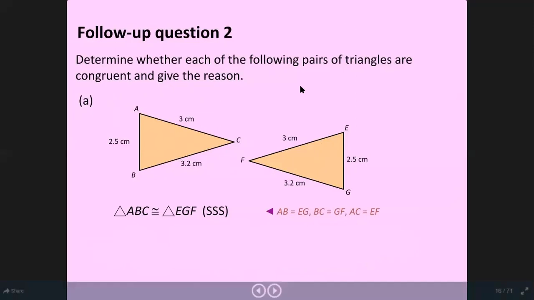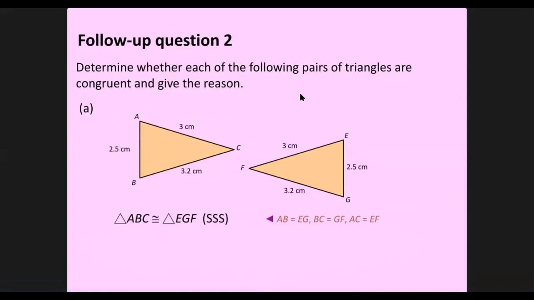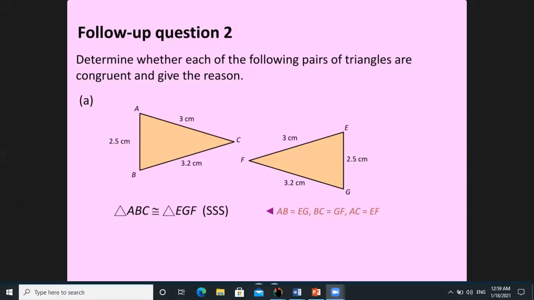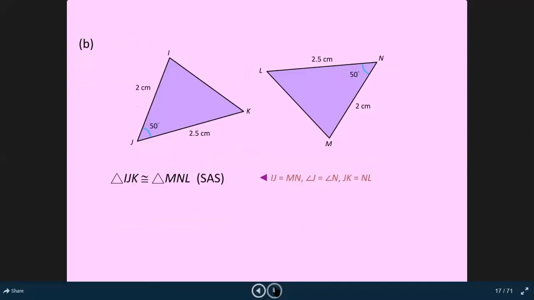The two triangles here are congruent, yes. Each two corresponding sides are congruent, right? AB is congruent with EG, BC congruent with GF, and AC congruent with EF. So the two triangles are congruent by using side, side, side.